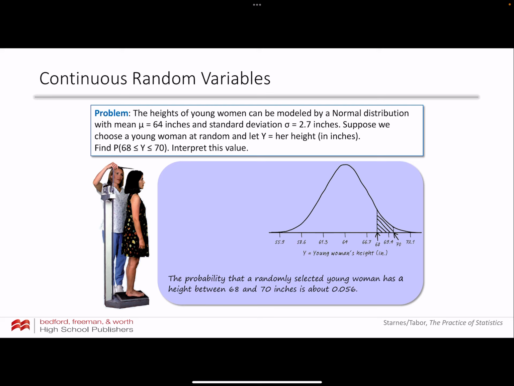So in chapter 2, we were asking what percent of women have heights between 68 and 70 inches? And you would say, 5.6% of all women have a height between 68 and 70 inches. Now in chapter 6, we're saying if we select one woman randomly, so suppose we choose a young woman at random, one woman, what is the probability that her height is between these two values? We're essentially asking the same question.